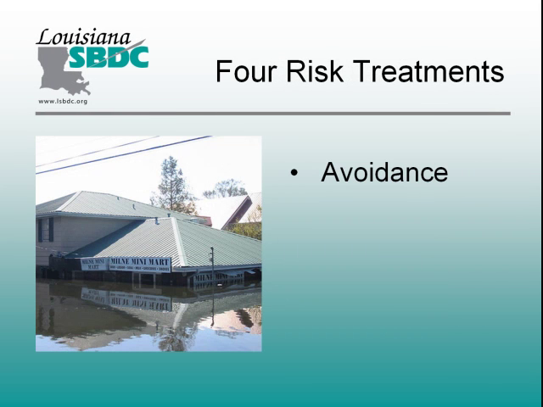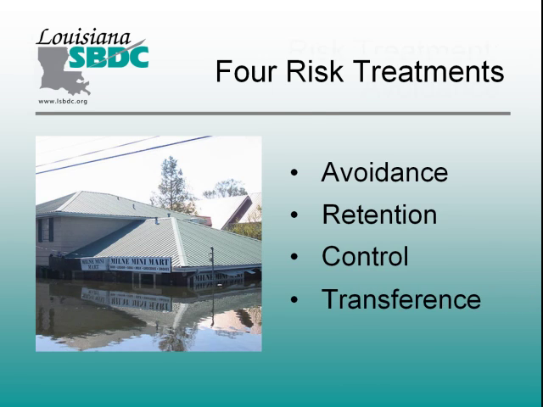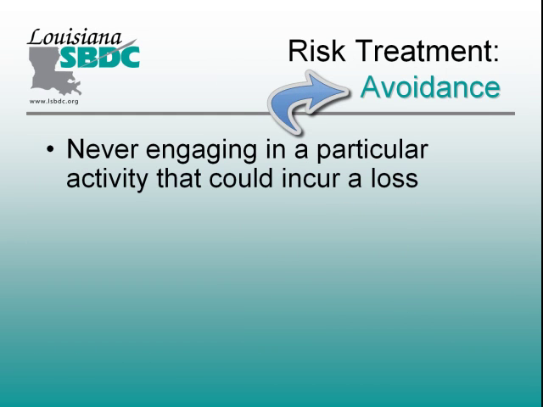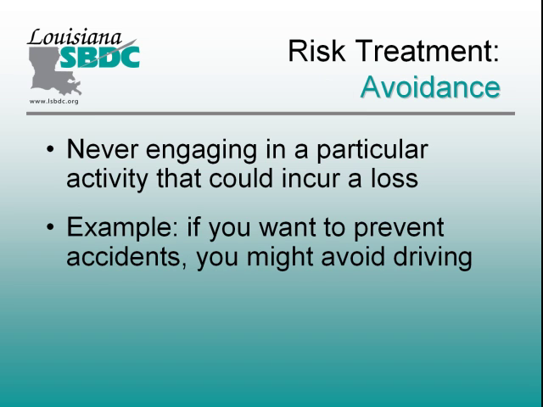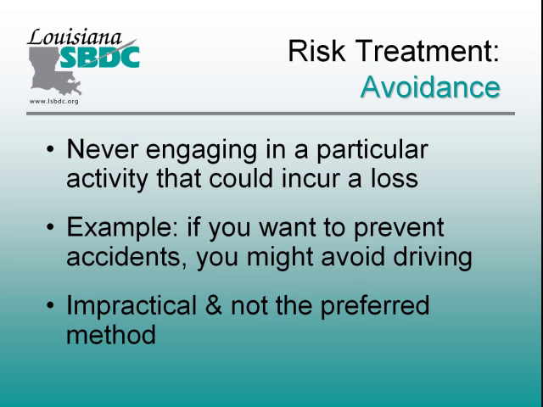There are 4 main risk treatments: avoidance, retention, control, and transference. Avoidance is never engaging in a particular activity that might incur a loss. For example, if you want to prevent accidents and their accompanying losses, you might avoid driving a vehicle. Obviously, using avoidance to prevent accidents is impractical in doing business. Typically, the avoidance method is not the best method for a business to deal with risk.